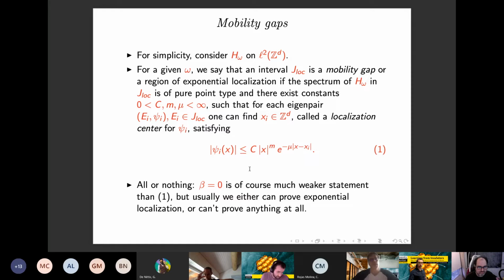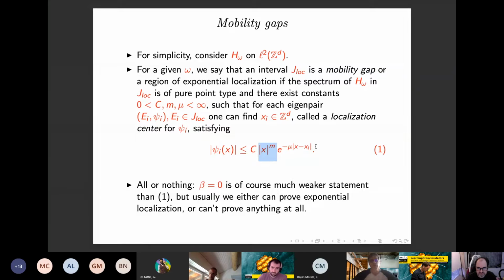First of all, there should be spectral localization, so the spectrum in this interval is pure point. But the second condition, which I call here condition 1, is that the corresponding eigenvectors are exponentially localized. So each one of them has what is called a localization center, and they decay exponentially away from this localization center, but not uniformly. So there is some kind of mass x^m here in front of this exponential decay. And in fact, you cannot get rid of this factor.